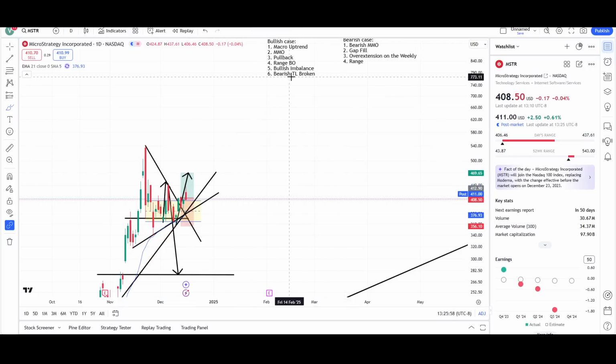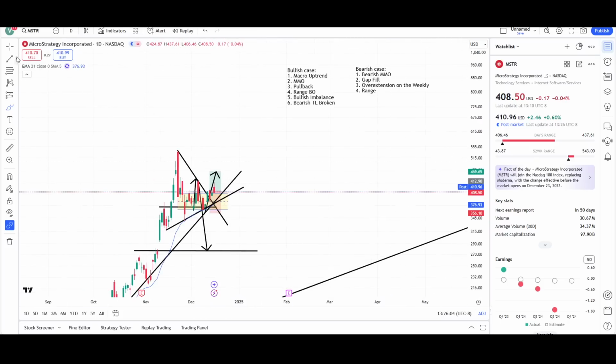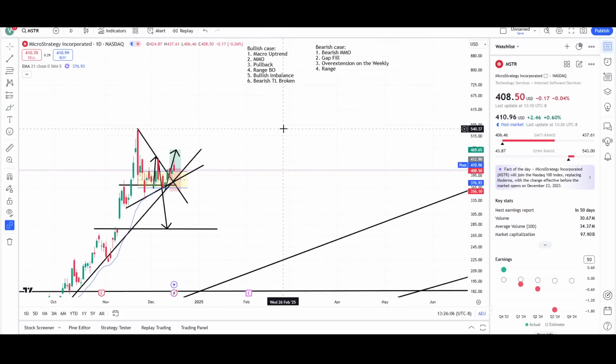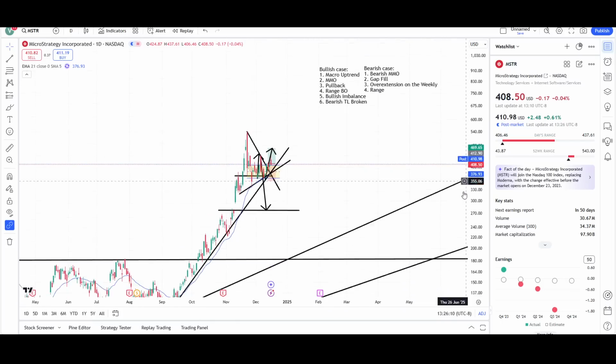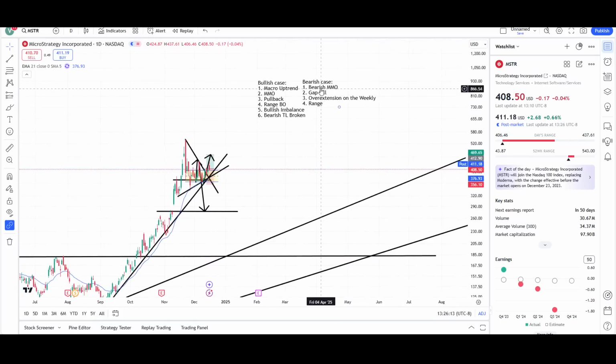And then the bears lost this trend line right here, which shows a loss of strength by the bears. So that's all the bullish case technically that I can find. There might be a couple more that you miss. You don't see everything all the time, but that's what I see right now. Now let's take a look at the bearish case.